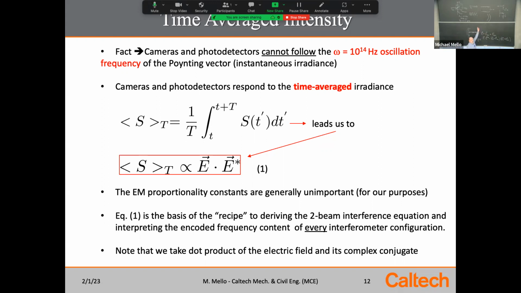So there's a lot between these two slides that you have to take on faith, and only someone who was really determined to understand interferometry would say, oh, let me go back one time and see how this Poynting vector gets time averaged by devices, and why in the end, all we really report is this E E conjugate.